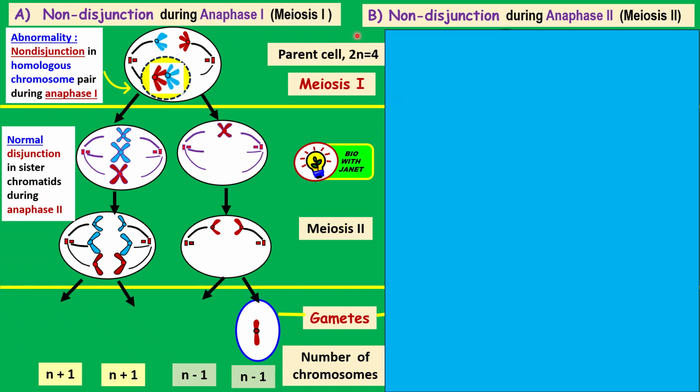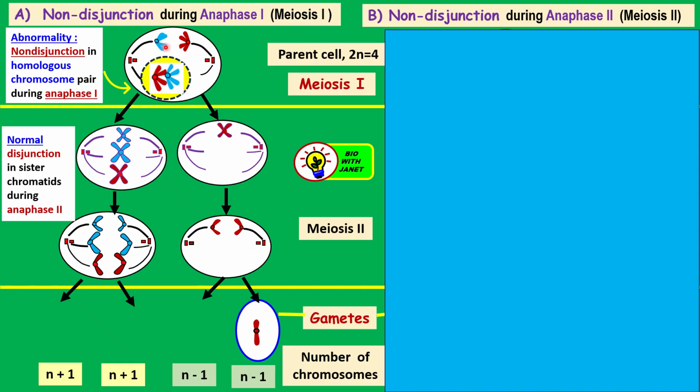So this picture is also in your textbook, all right? So let me explain it. It shows 2 examples of non-disjunction. One that occurs during Anaphase 1, which is A, and in B, non-disjunction that occurs during Anaphase 2 in meiosis 2. Okay, so let's talk about non-disjunction during Anaphase 1 in meiosis 1. Now this is the diploid cell and there are 4 chromosomes inside. So 2 copies of the short chromosomes and 2 copies of the long chromosomes.